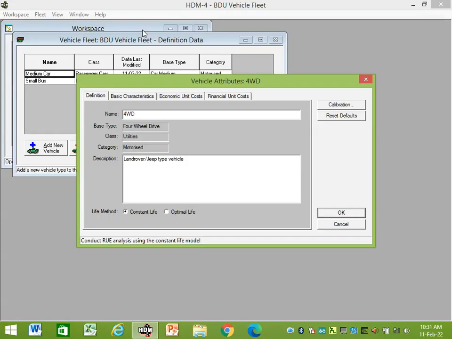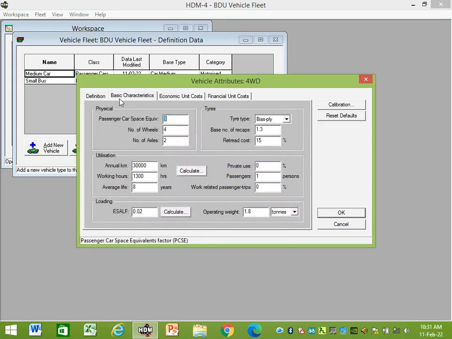Okay, four-wheel drive, constant life, basic characteristics. Go to basic characteristics. Kilometers, it says 30,000, it is okay. Working hours, it says 1,300, it's okay. Takes the life of the vehicle as 10.